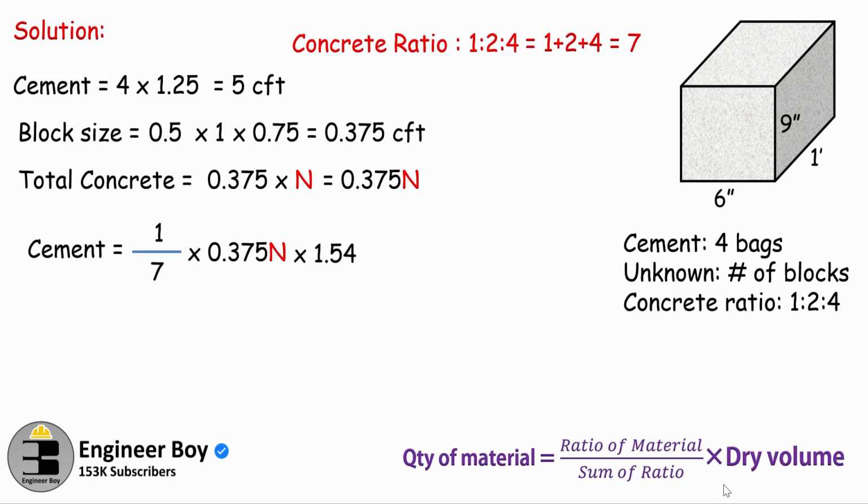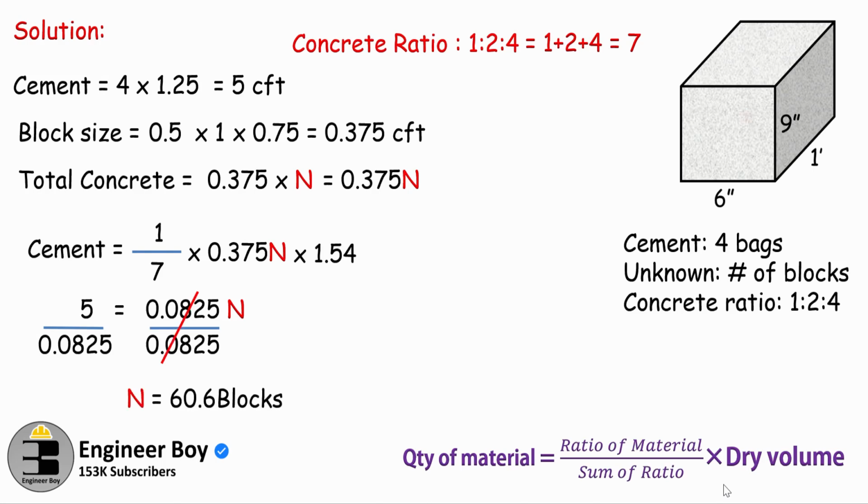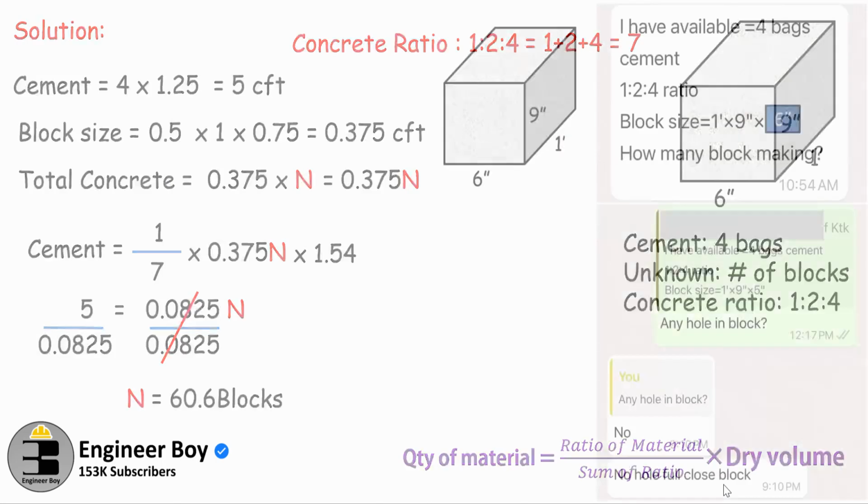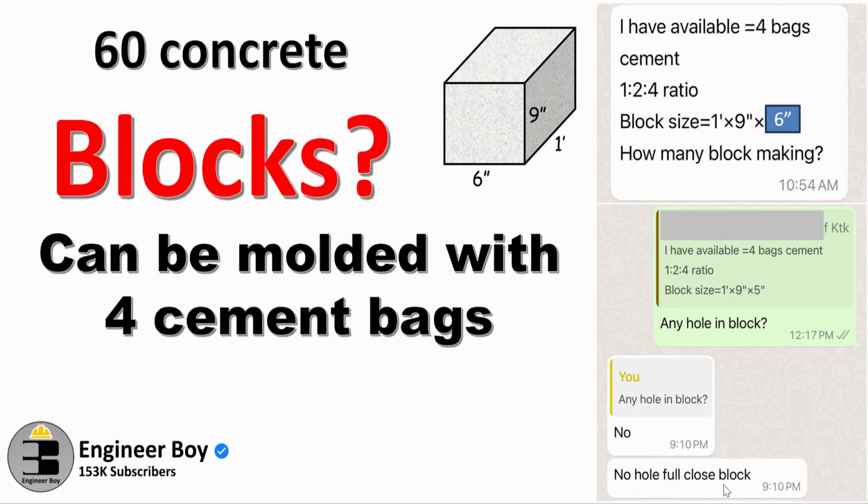Next, I'm going to simplify this a little more, and put the value for cement, which is 5 CFT. Now 0.375 times 1.54 divided by 7 is 0.0825. Now let's divide both sides by 0.0825, so we can get the number of blocks, the value for N, the alphabet N. So N equals 60.6 blocks. It means 60 concrete blocks can be molded with 4 cement bags.